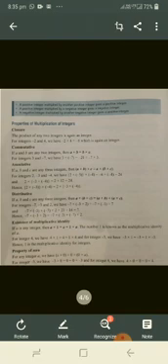Next one, multiplicative identity. If a is an integer, then a into 1 equal to a, that equal to 1 into a. 1 is known as the multiplicative identity of a. If you multiply any integer with 1, you will get the same integer. So, 1 is called multiplicative identity. Property of 0. If you multiply any number with 0, you will get 0.